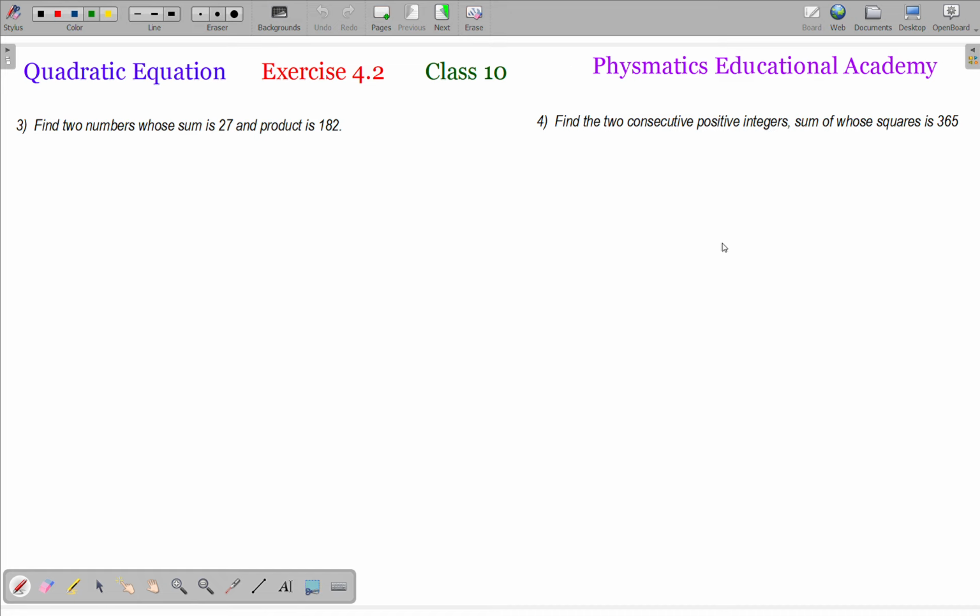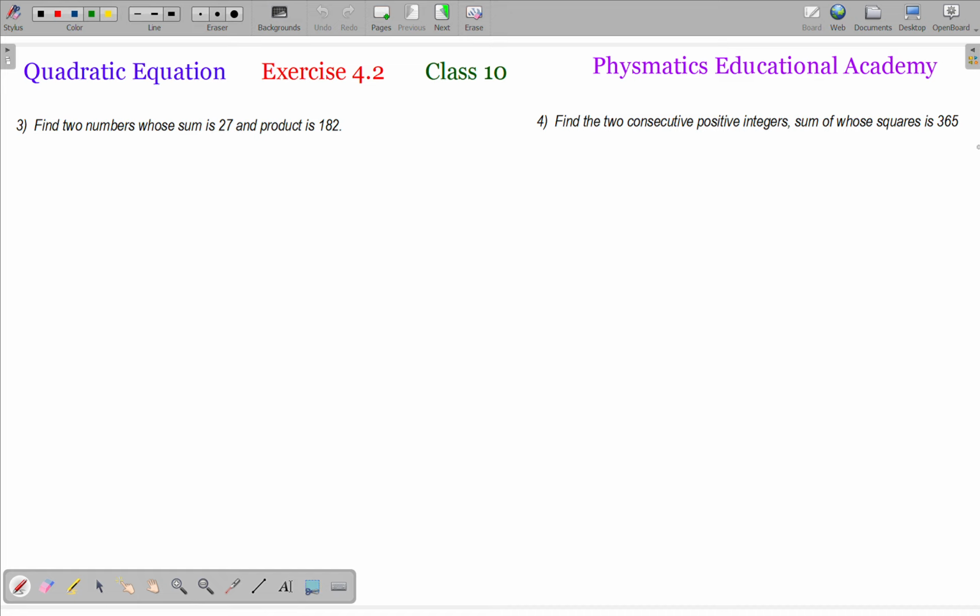This is a continuation class of exercise 4.2. We did it last time, up to question number 1 and also 2. Now we are going to start question number 3, quadratic equation, exercise number 4.2, class 10 by Mathematics Educational Academy.